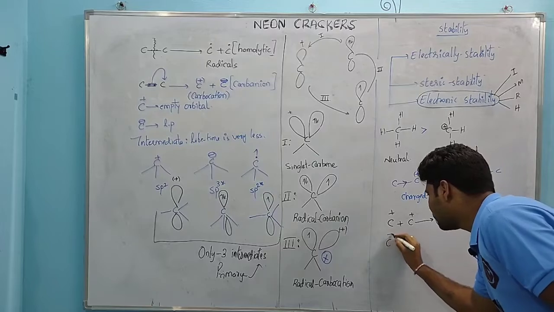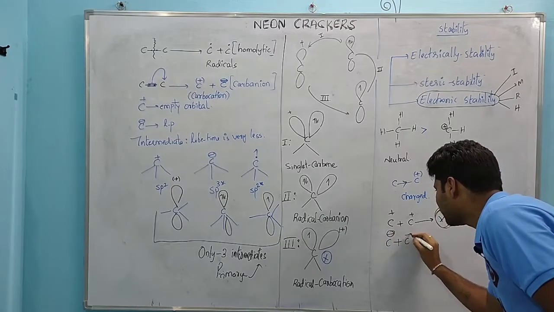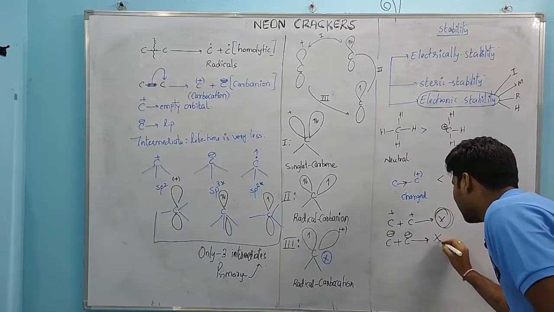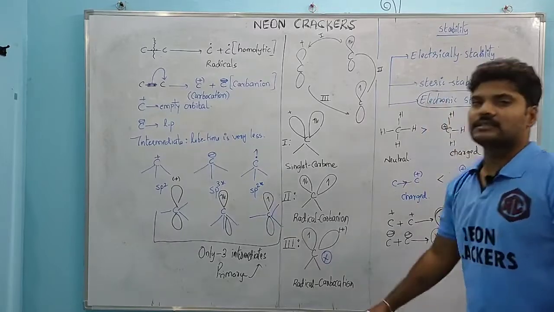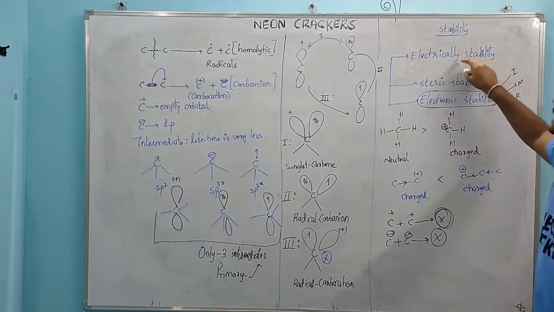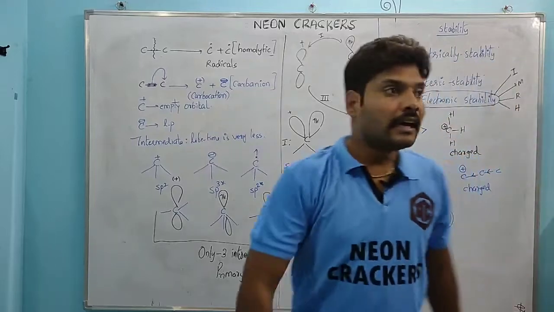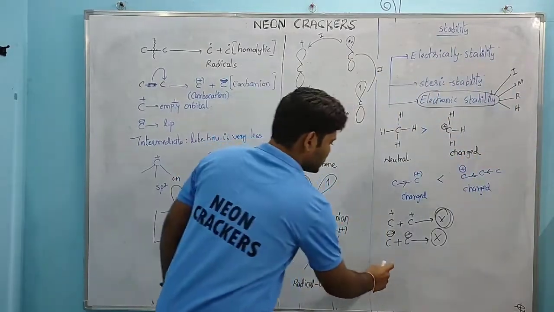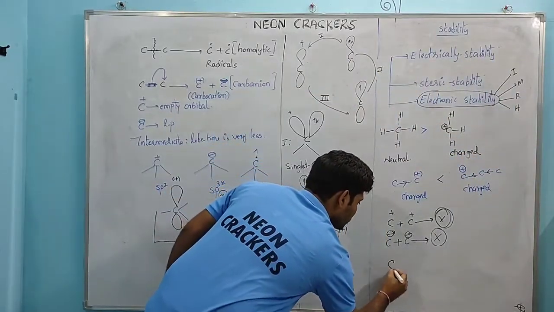Next one is the combination of carbonium and carbonium. Again, it also does not exist because of electric stability. Third one is what here?